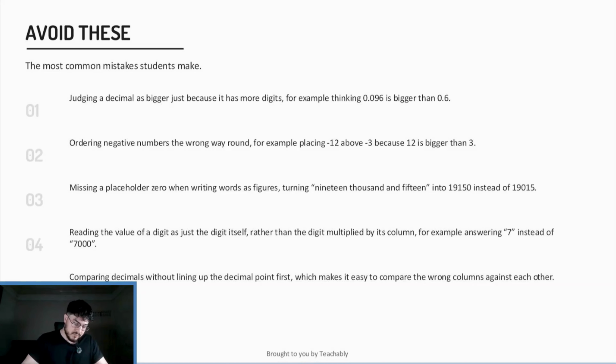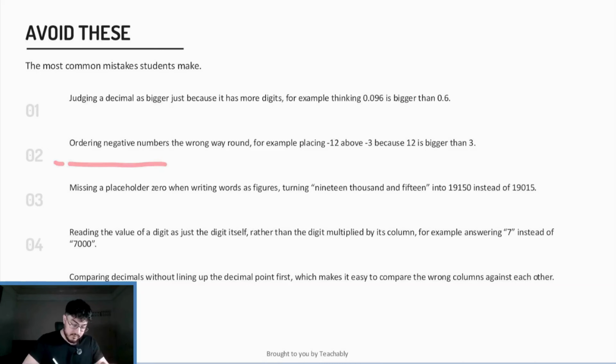Things to avoid: judging a decimal as bigger just because it has more digits. For example, thinking that 0.096 is bigger than 0.6, you have to compare the columns. And if you compare the columns, you can see that this has a value in its first column, this has a 0 in the first column, therefore automatically 0.6 is just going to be larger.